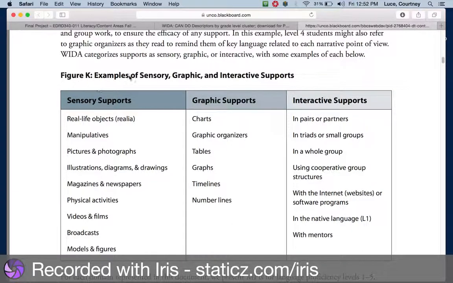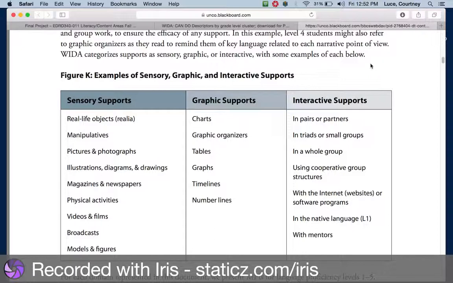And I want you to start here for your examples and pick examples that are from here. And I want you to vary your examples. So all of your examples shouldn't be with partners, in small groups, in a whole group. I want you to think about different ways that you can use these. And these aren't the only supports that are available.